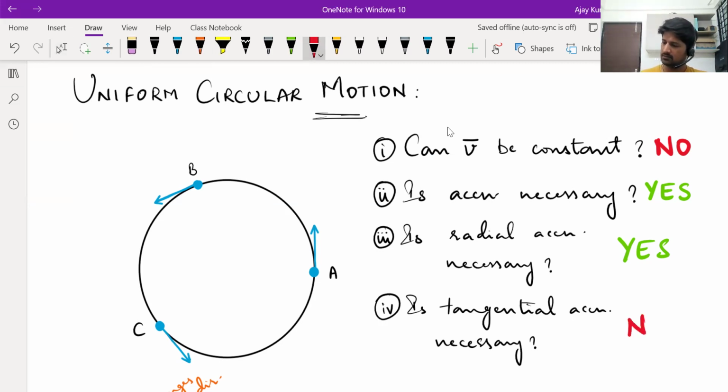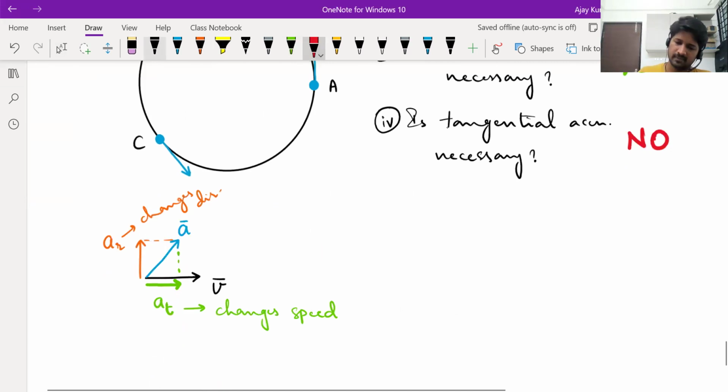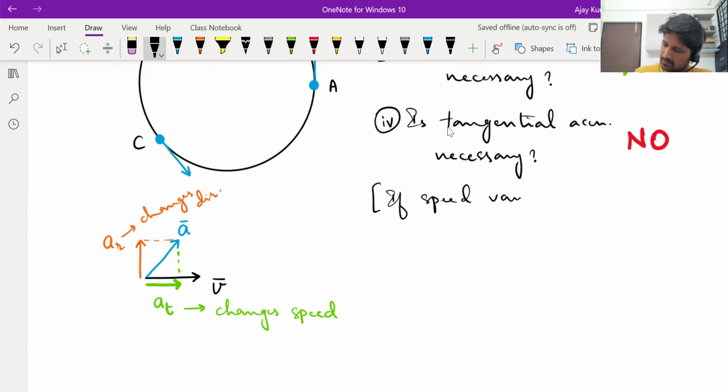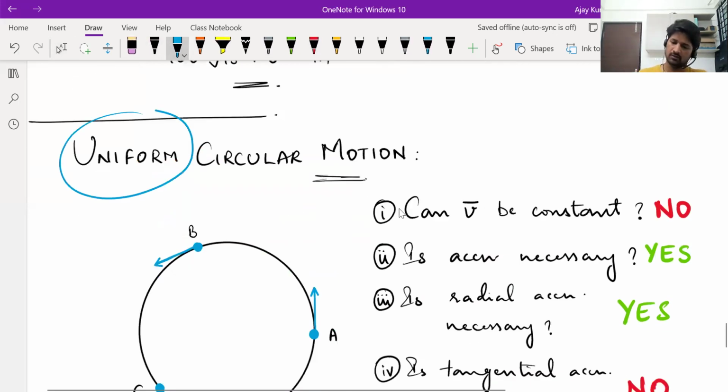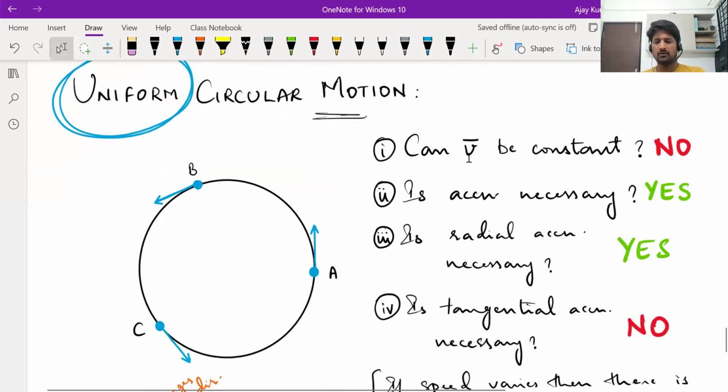Okay. So we can mention here, if speed varies, then there is tangential acceleration. Otherwise, no tangential acceleration. And now the heading that we wrote, uniform circular motion, as Yusuf was saying, we call circular motion uniform circular motion if the speed is constant.